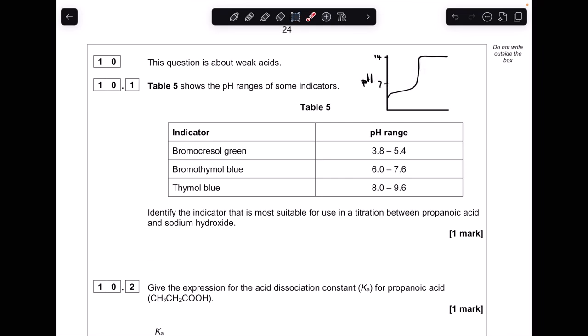A typical weak acid strong base titration curve looks like this, and basically what we want is an indicator whose range lies in that vertical section. So you can see that bromocresol green is going to be no good because 3.8 to 5.4 is kind of here. Vertical section hasn't started yet. Bromothymol blue, it's kind of just starting to change here, so it's a little bit too soon. So the best bet is going to be thymol blue, 8 to 9.6, definitely in that vertical section.